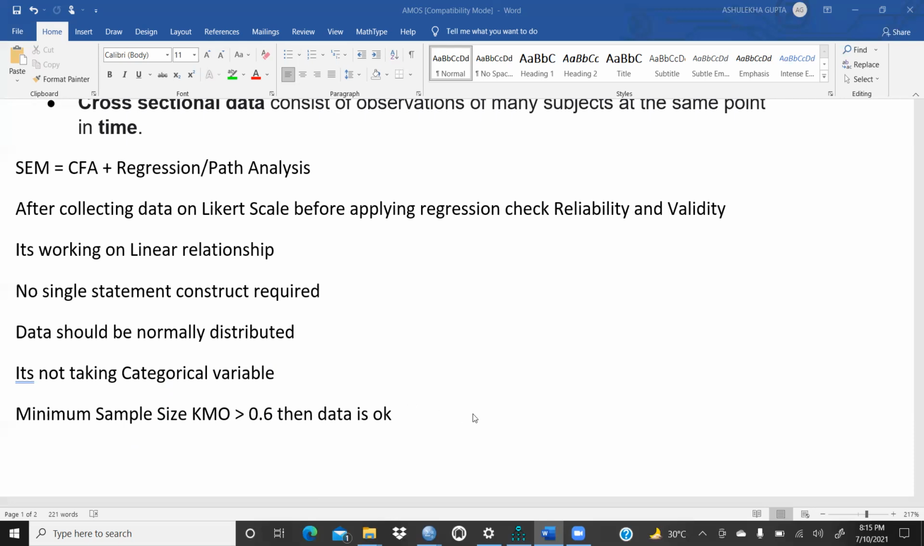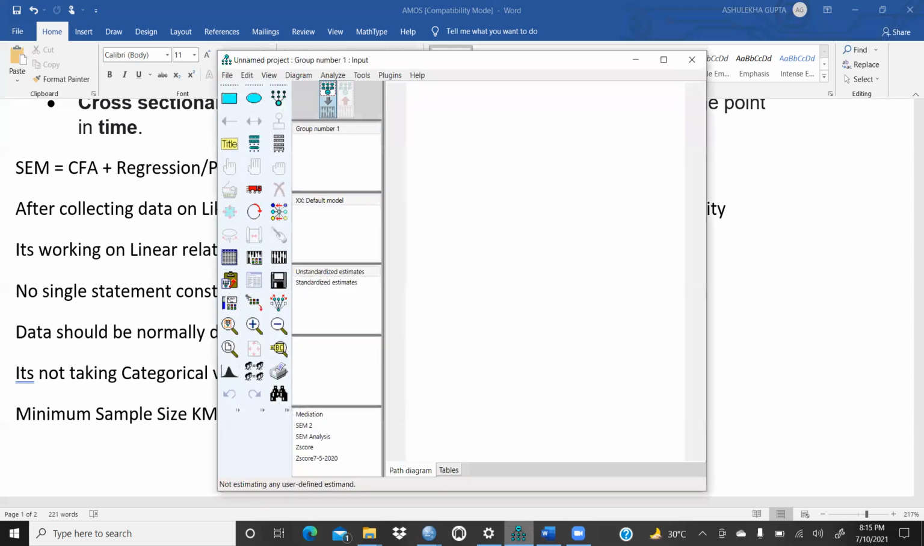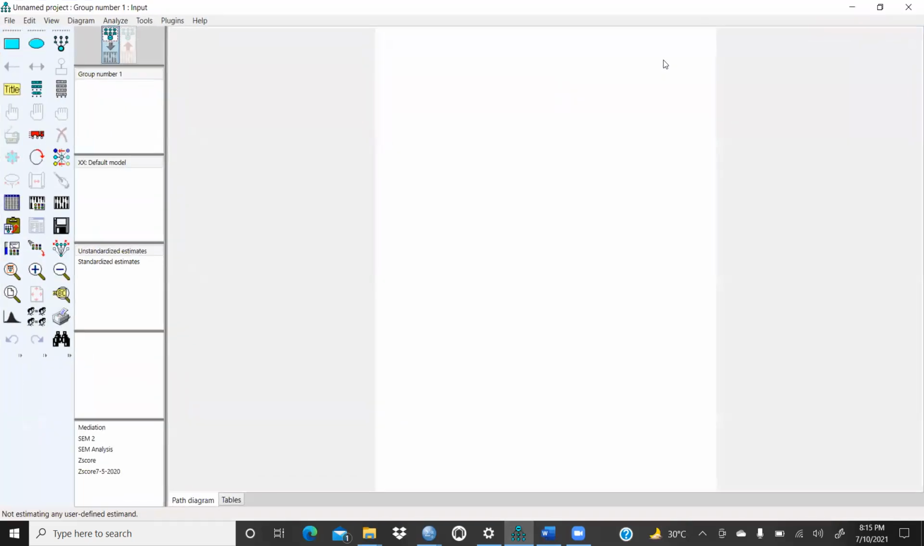Right. Now we come to how AMOS would be operational. Let me share my AMOS software. Now you can see on my screen AMOS. You can easily download it. A trial version is already available, and some people already have AMOS. Otherwise you can download the trial version or purchase it right from the IBM site.